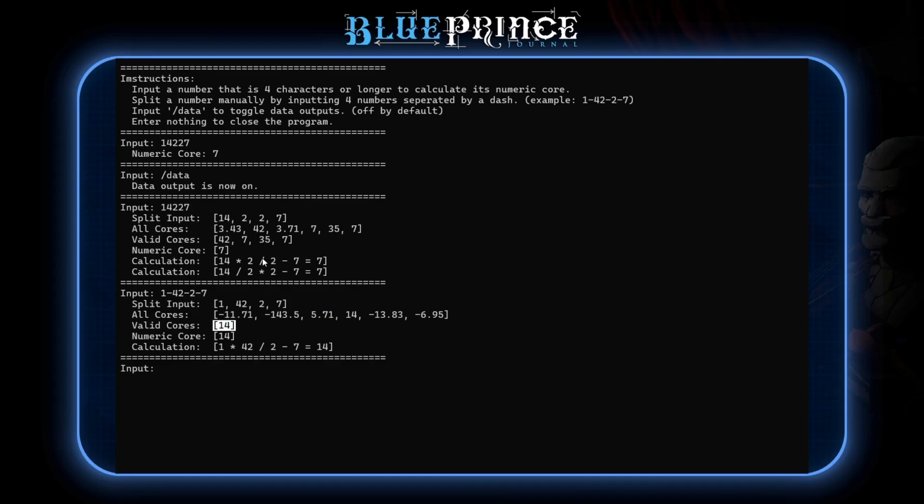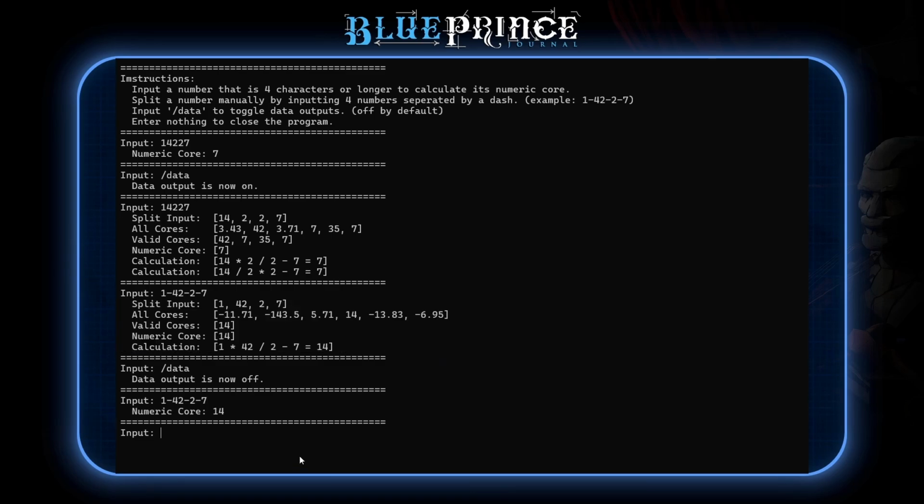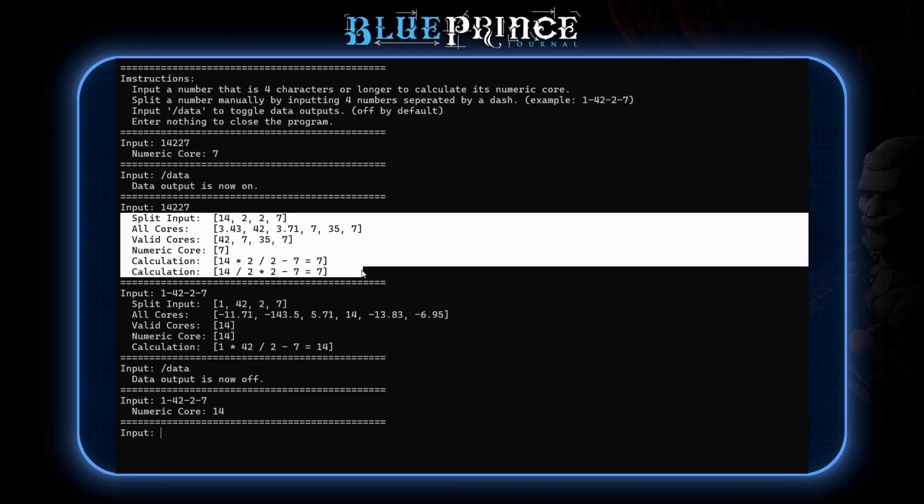And here there was only one valid core, 14, created through this calculation. And I can do slash data, and then do the same thing, and it just will skip the whole data stuff, and just show the core. It wasn't too much work, and I guess it wasn't any work at all because I enjoyed it a lot.